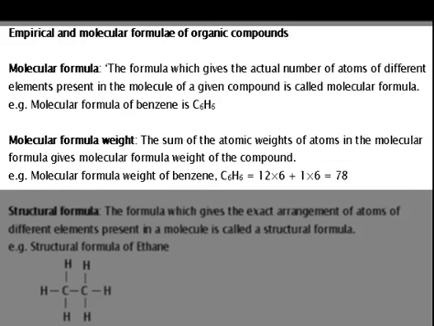Molecular formula weight. The sum of the atomic weights of atoms in the molecular formula gives the molecular formula weight of the compound. For example, the molecular formula weight of benzene, C6H6, is equal to 12 into 6 plus 1 into 6, which is equal to 78.